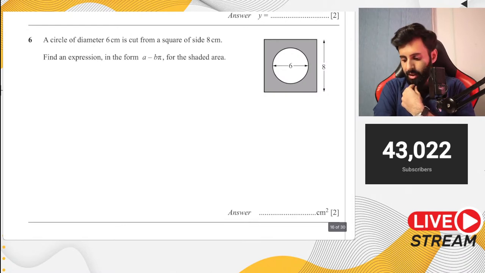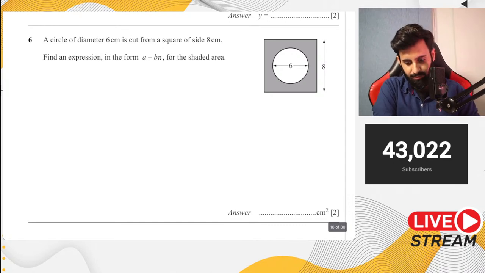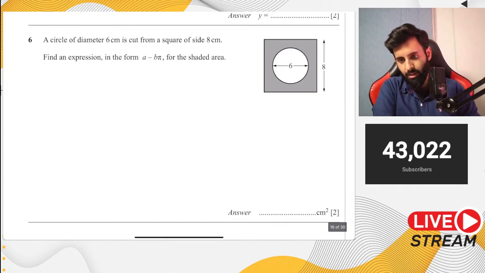Area of square minus area of circle. Yes, okay. Of course, we will do area of square minus area of circle. But the question is, what's the answer? I want the answer from you guys. So I'll write that down. Area of square minus area of circle.